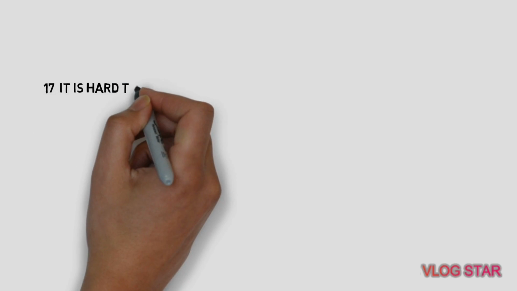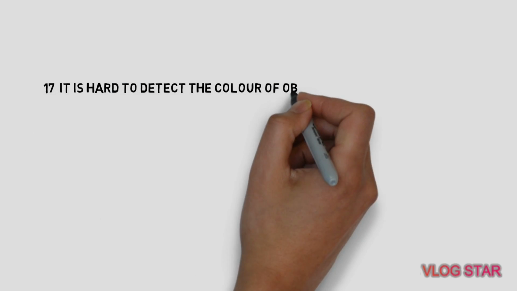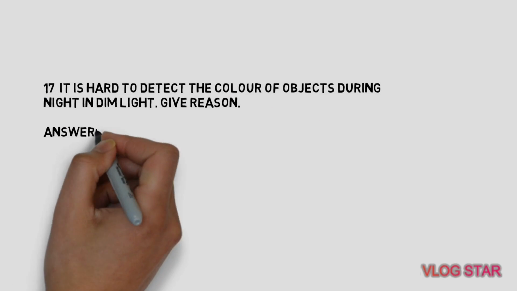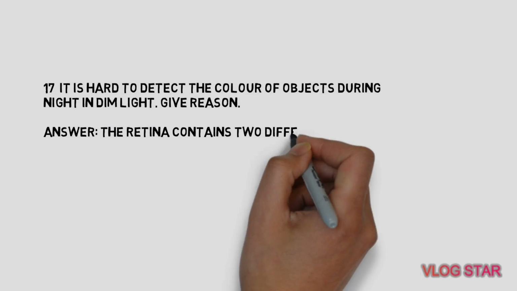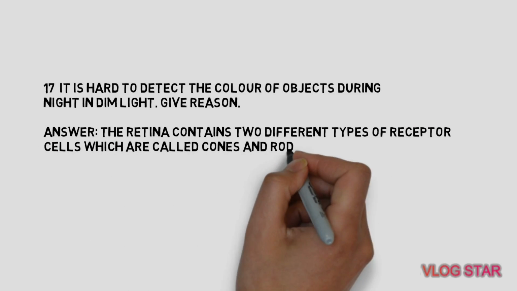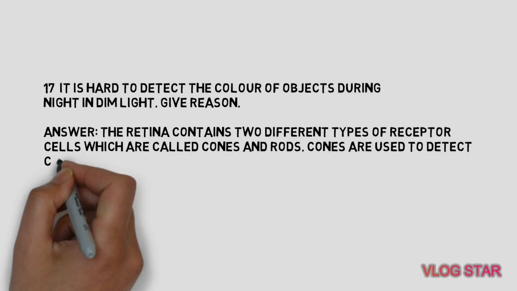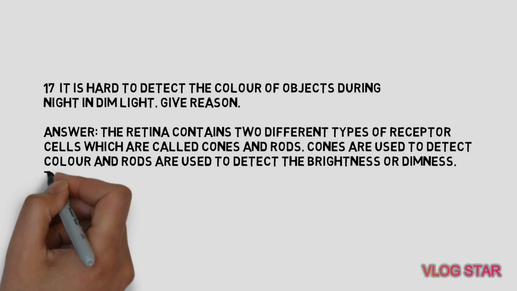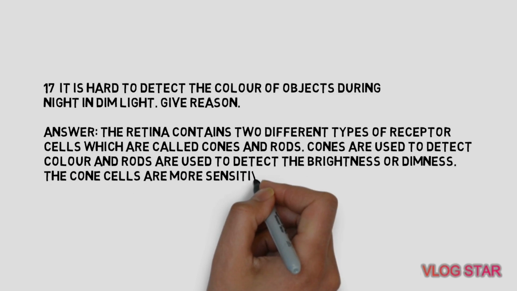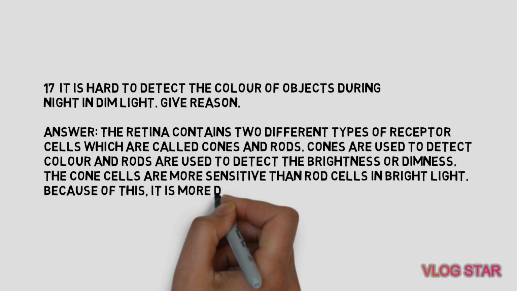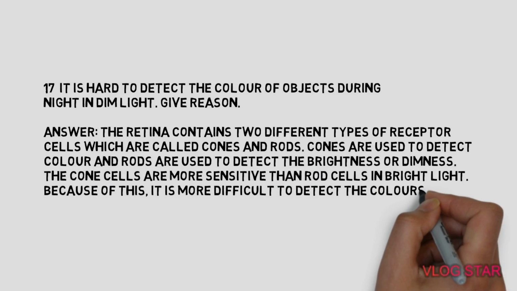17. It is hard to detect the color of objects during night and dim light. Give reason. Answer: The retina contains 2 different types of receptor cells which are called cones and rods. Cones are used to detect color and rods are used to detect the brightness or dimness. The cone cells are more sensitive than rod cells in bright light. Because of this, it is more difficult to detect the colors in dim light.